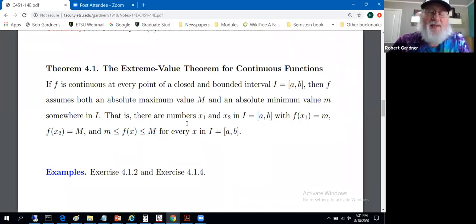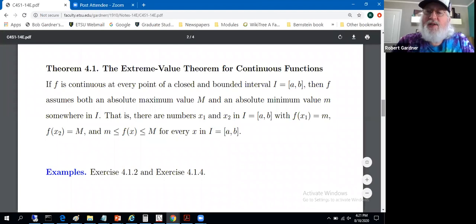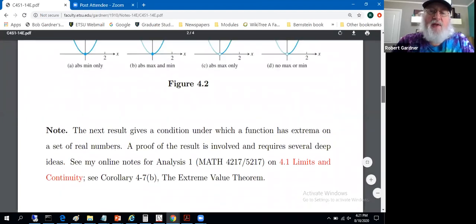Now, what's not said is that it only takes these values once. I don't know, it depends on the function. It says it takes on this value capital M at least once. It takes it on at x sub 2 and possibly some other places. Same thing for the lowercase m. So the new thing here is closed and bounded interval. So we've got continuous functions on closed and bounded intervals.